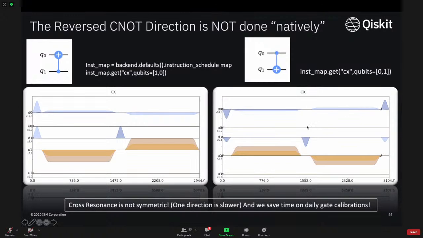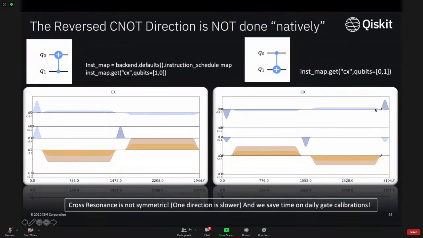So instead, what you can actually do is reverse the direction of the C0 through a Hadamard reversal, in which you apply Hadamards on all sides of your C0 gate. So you go both before and after on both the target and the control. And then by doing so, you now flip the direction of your C0. And so if you looked at, say, the instruction schedule map, you'll see that the CX for 0, 1 isn't driving qubit 0 with U0. So if you look at U0 here, there's no tone, there's no cross-resonant tone here.